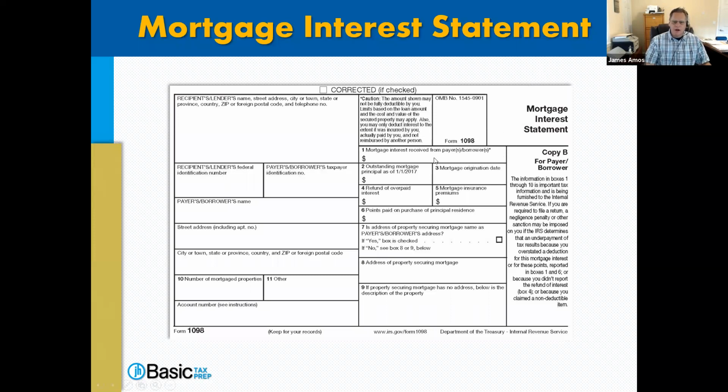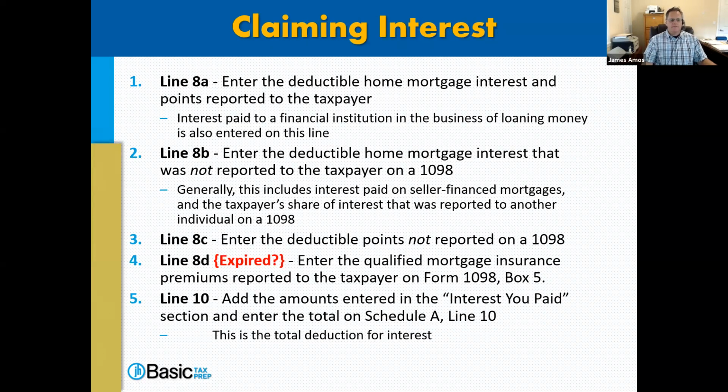8A is where you report home mortgage interest that's reported on this form here. 8A is the deductible home mortgage interest and points that are reported to the taxpayer. 8B is where you enter home mortgage interest that was not reported to you on a Form 1098. Usually this includes interest paid on seller-financed mortgages and the taxpayer's share of interest that was reported to another individual.